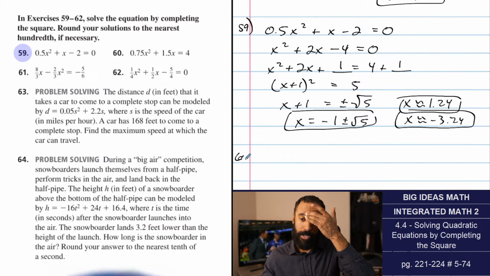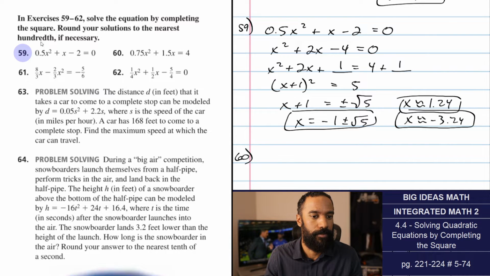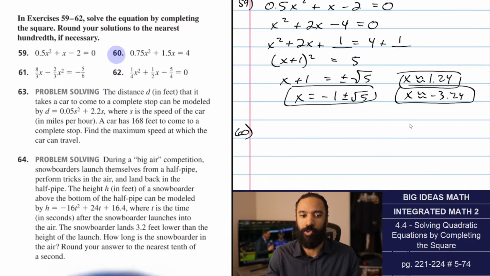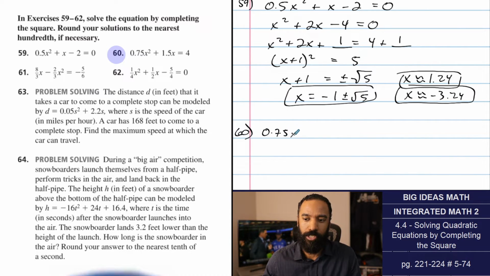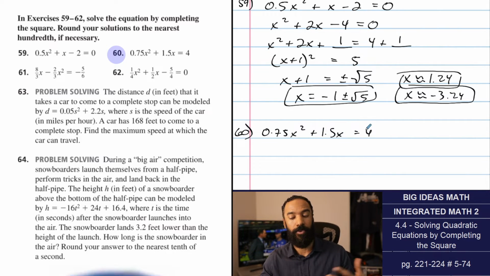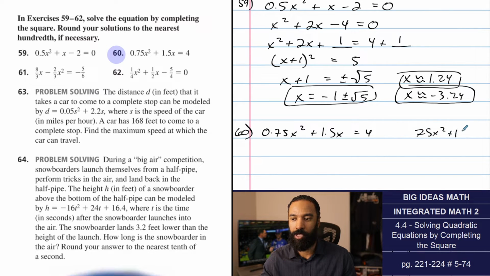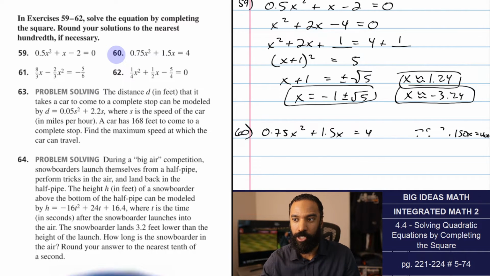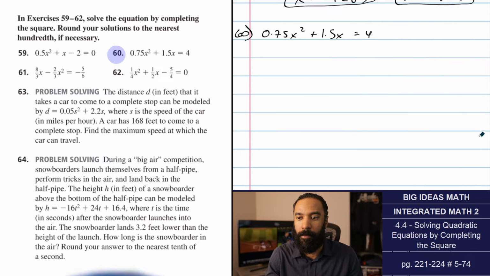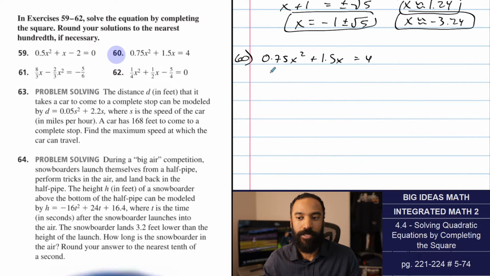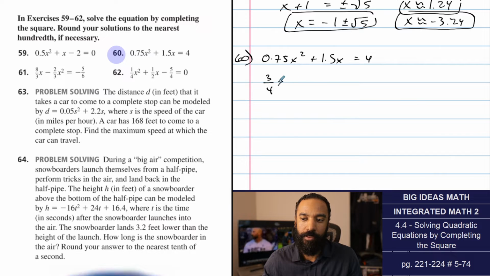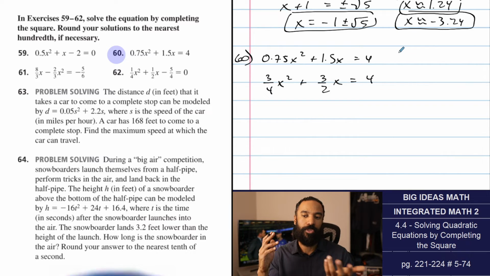Okay. Number 60. 0.75x squared plus 1.5x equals 4. There are a lot of ways you can go about this. I can multiply everything by 100, make it 75x squared plus 150x equals 400, and then find what to divide by after, which is valid and actually works a lot. I might do that for a future problem. But let's convert these to fractions. I think that better shows what we have to do. This is 3/4 x squared plus 3/2 x equals 4.